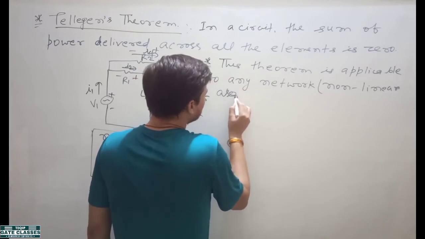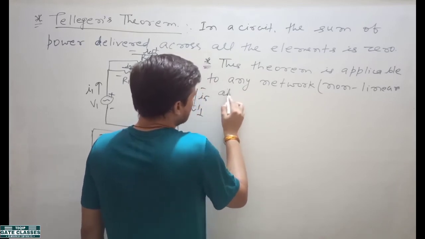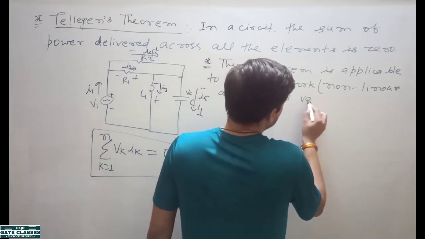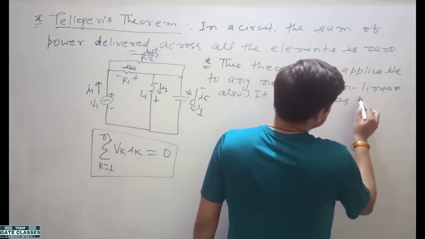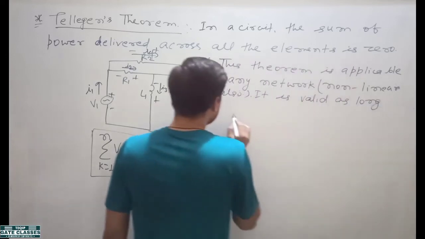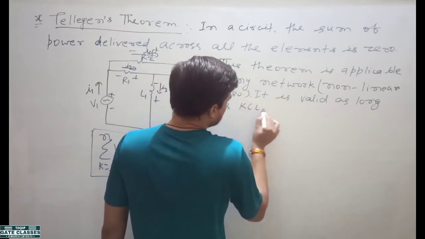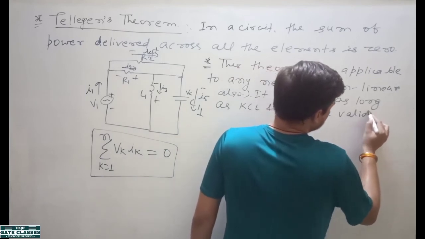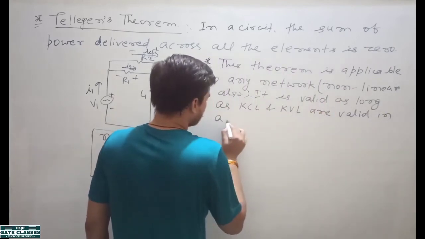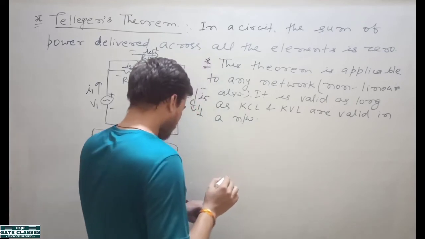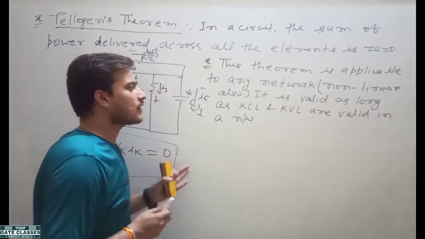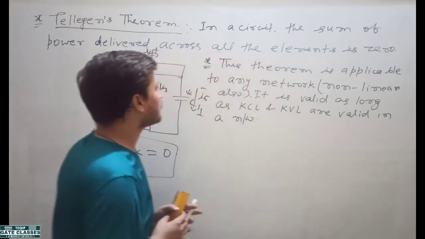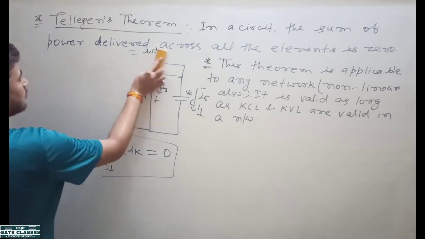Also note one more point. It is valid as long as KCL and KVL are valid in a network. Clear? So next let us solve one problem based on this theorem.